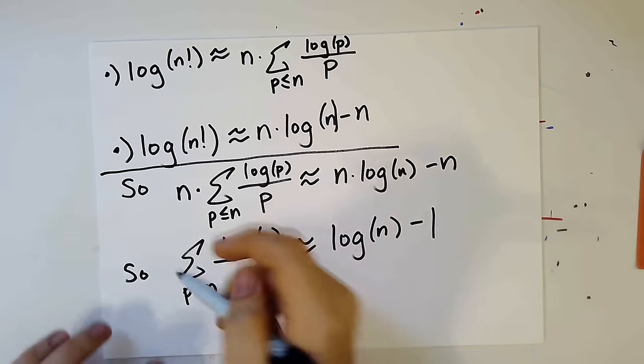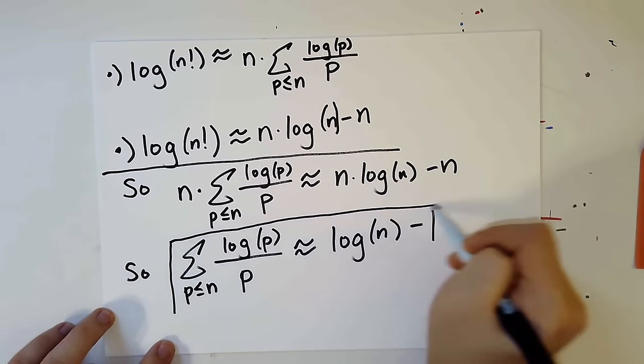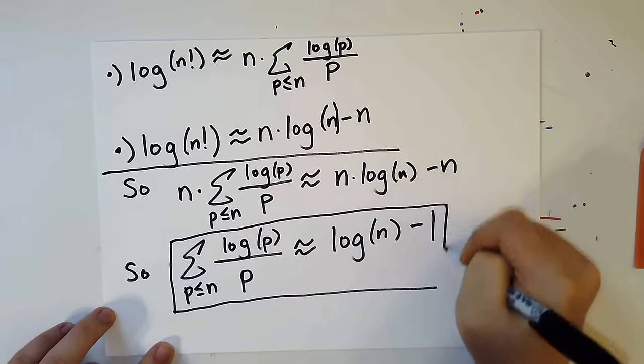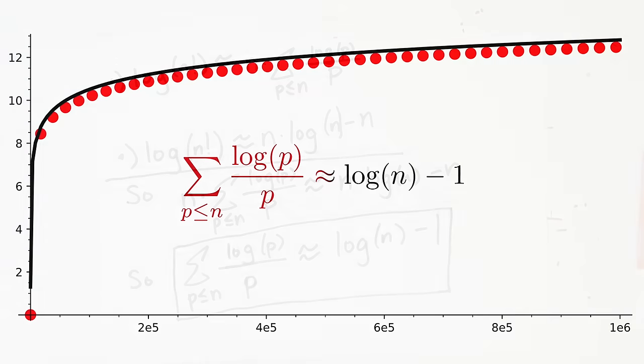The nice thing about this claim is that it is readily verifiable empirically. I can just go ahead and graph the sum of log of p over p across primes less than or equal to n for a bunch of n, and the log of n minus 1. Indeed, the dots really do track the logarithm very closely.